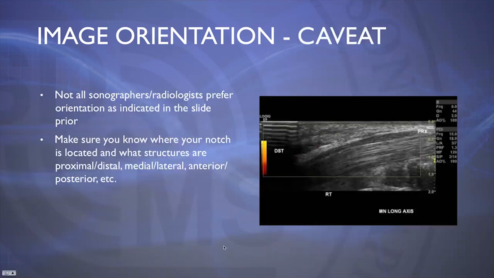Again, here's a caveat. So this is in longitudinal. Again, not all sonographers or radiologists will prefer orientation as indicated in the slide prior. So just make sure you know where your notch is located and what structures are proximal or distal, medial or lateral, anterior posterior, just so you are aware and you can communicate that effectively to your physician. So in this image here, you can see that the notch was now pointing towards the distal aspect. So now distal is on the left-hand side, proximal structures are on the right.